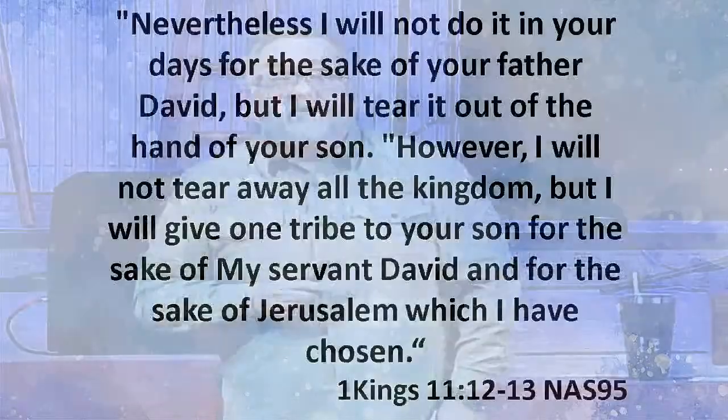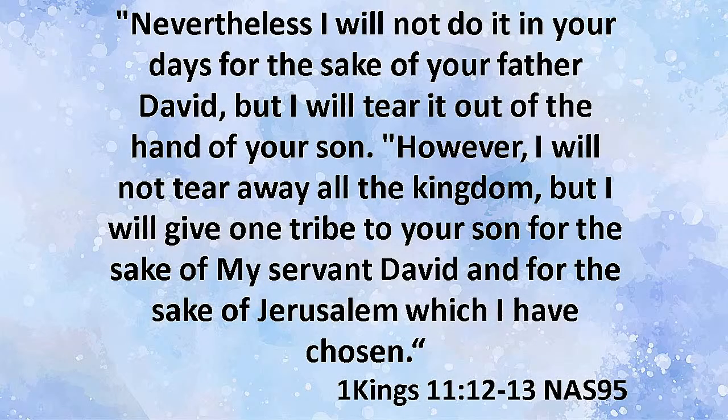So that's what he goes on. He says, I will tear it out of the hand of your son. However, I will not tear away all the kingdom, but I will give one tribe to your son for the sake of my servant David and for the sake of Jerusalem, which I have chosen. So he's going to allow the son to remain, and this is where you're going to get the southern kingdom, and all the other tribes are going to move up and be a part of the northern kingdom. So this is where Judah comes from, and then Israel is what's left over in the north.